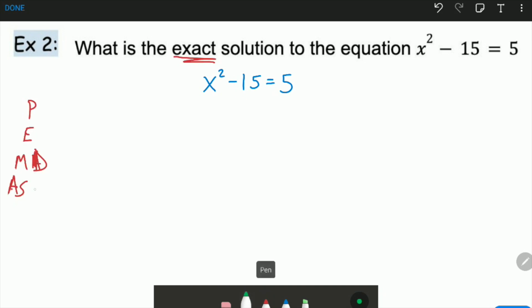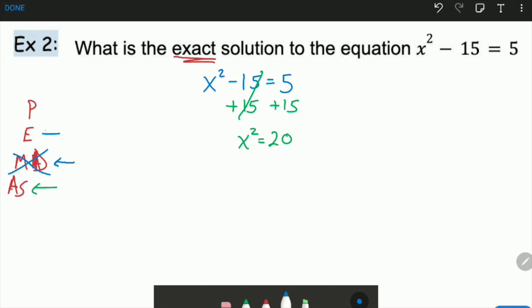So going through reverse order of operations, we're going to get rid of addition and subtraction first. We'll add 15 on both sides, giving us x squared equals 20. Now we would get rid of multiplication and division. There actually isn't any multiplication and division on this particular problem.